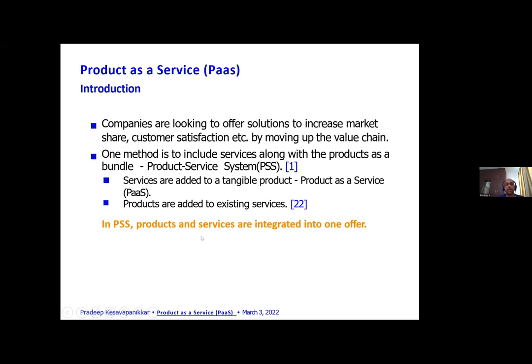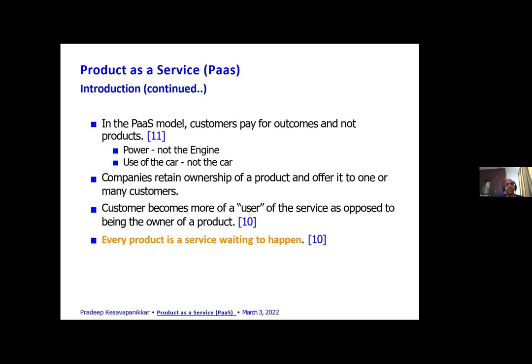The underlying concept is that products and services are offered as one bundle. In a PaaS, product as a service model, customers pay for outcomes and not for the product. For example, in a car lease, customers pay for using the car and not for the car itself. They don't buy the car. Companies retain ownership of the car, and they offer it to one customer or maybe multiple customers. In such cases, the customer becomes more of a user of a service as opposed to the owner of a product, in this case, a car. Literature says that every product is a service waiting to happen.